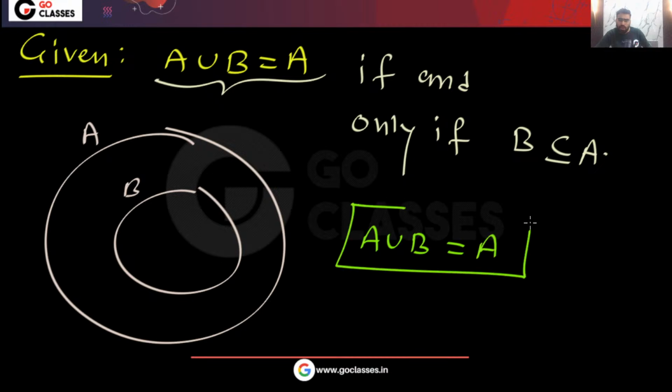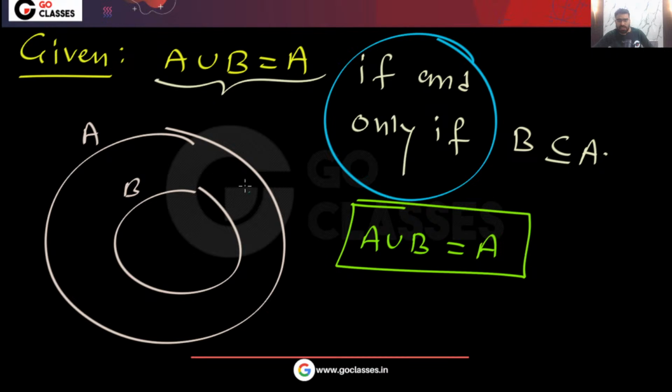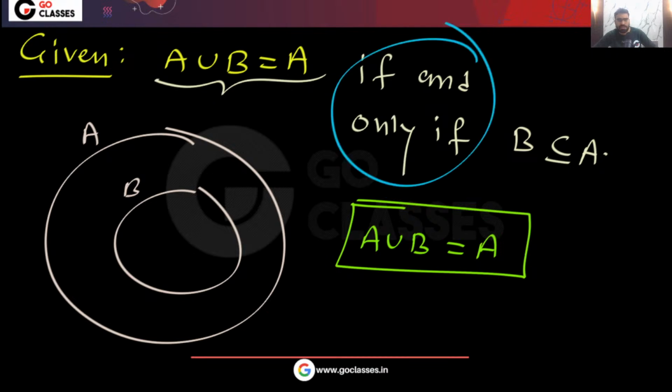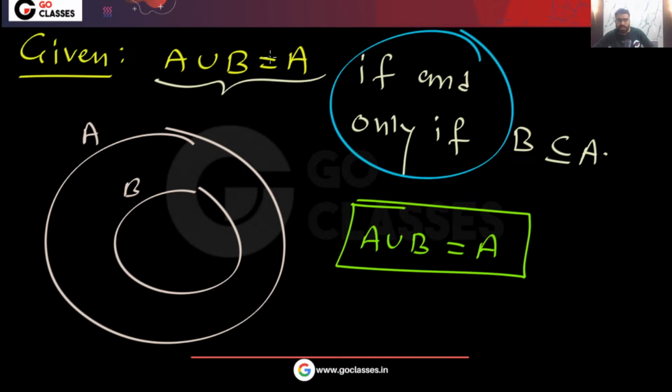And remember, this is the only situation in which A union B will be equal to A. Please understand, this is an if and only if condition. This is a two-way condition. It means if B is a subset of A, then A union B will be equal to A. And if A union B is equal to A, then B will be a subset of A.